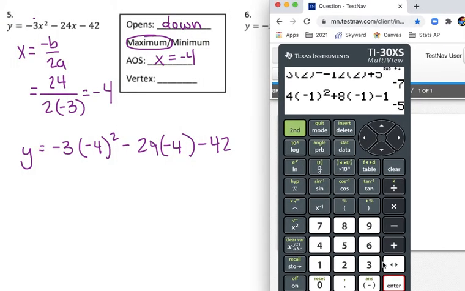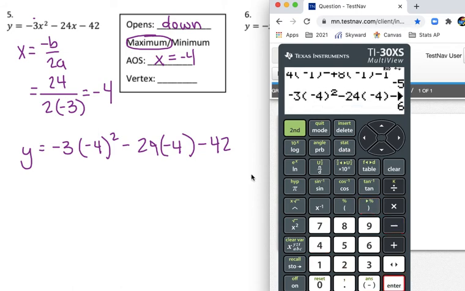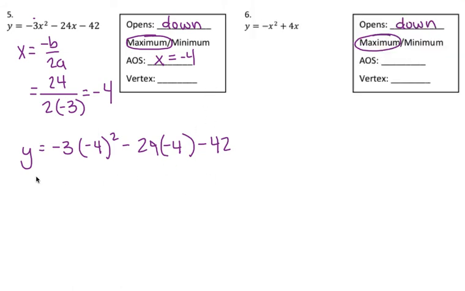Just kind of moving it back and forth here. -24, -4, -42. All right, so now we get y equals 6. All right, so our vertex, x coordinate, comes from the axis of symmetry. Y coordinate is 6.